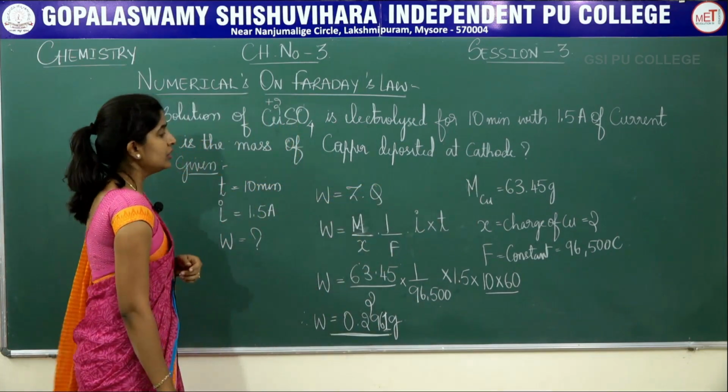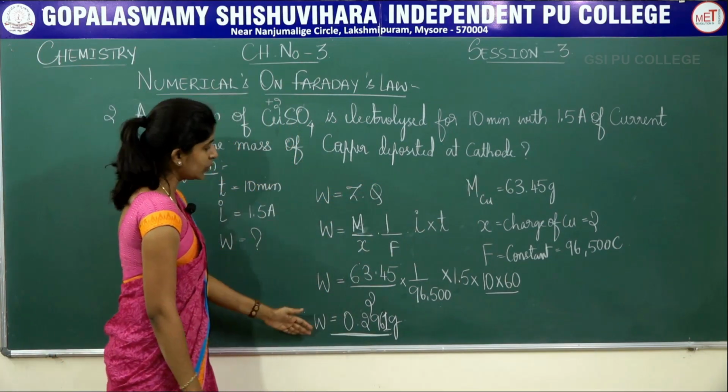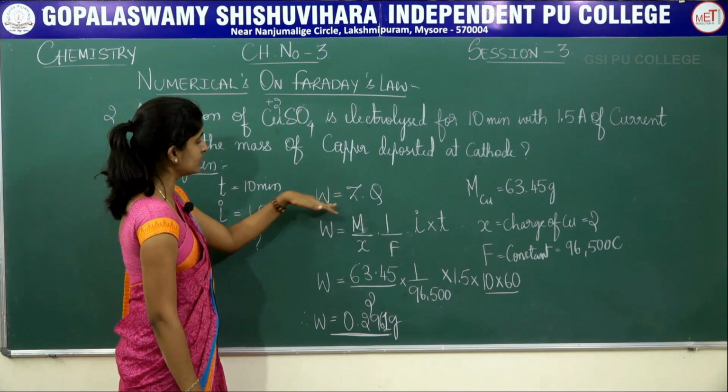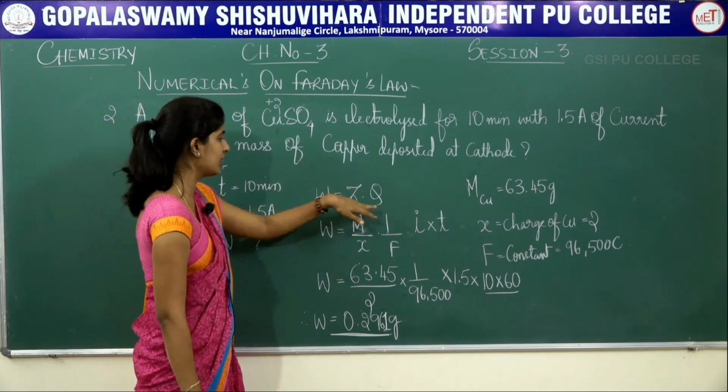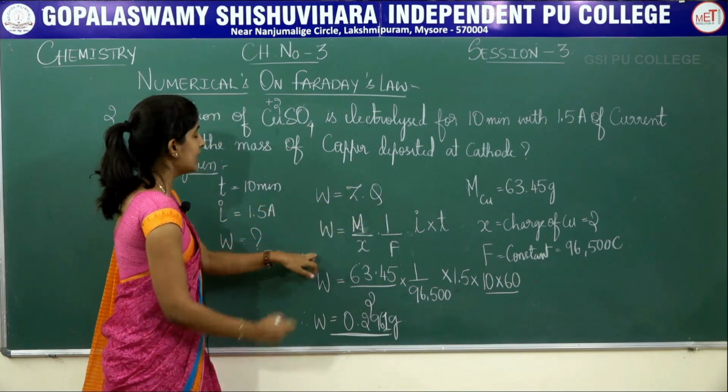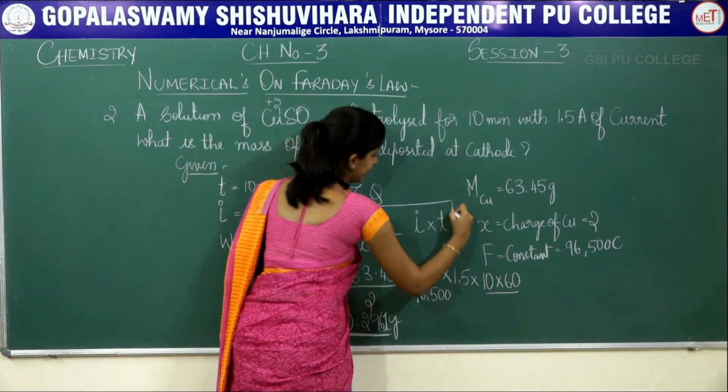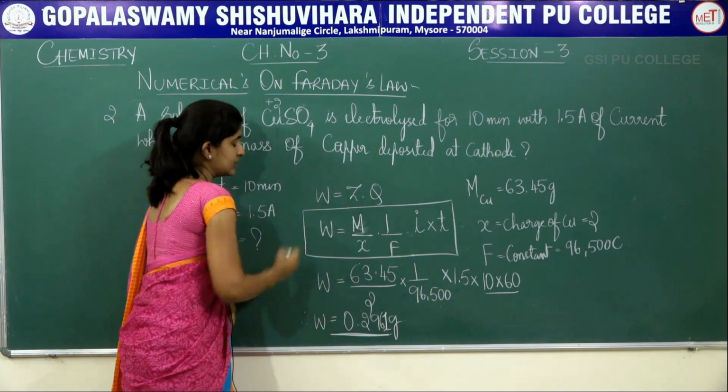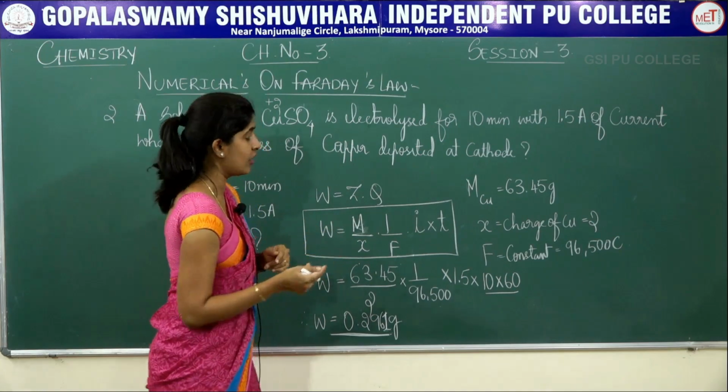So this is how you do it by substituting your formula, that is W is equal to Z into Q, where Z is also not given, Q is also not given. Hence, I will be having this formula, as I have told you in your previous session, it is a combination of both Faraday's first law and second law.